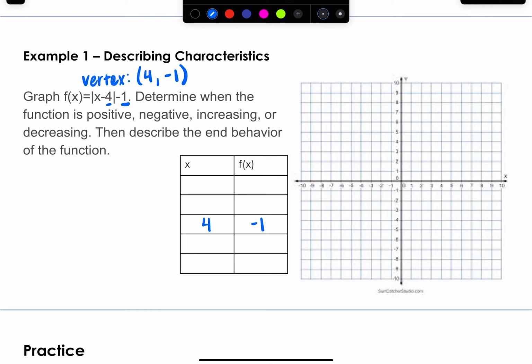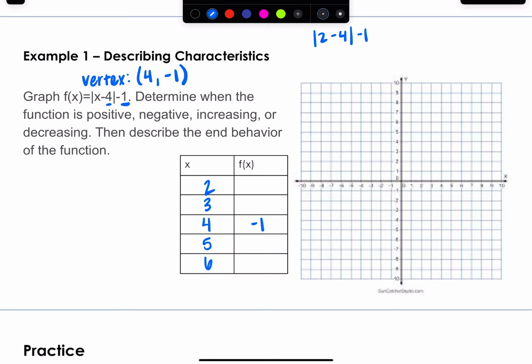Once you have your vertex in your table, you're going to fill in your x's just numerically. So behind 4, I'm going to have 3 and 2. And above 4, I'll have 5 and 6. To fill in your table, you're going to have to plug in your values. So the first value, x, is 2. I'll plug in 2.